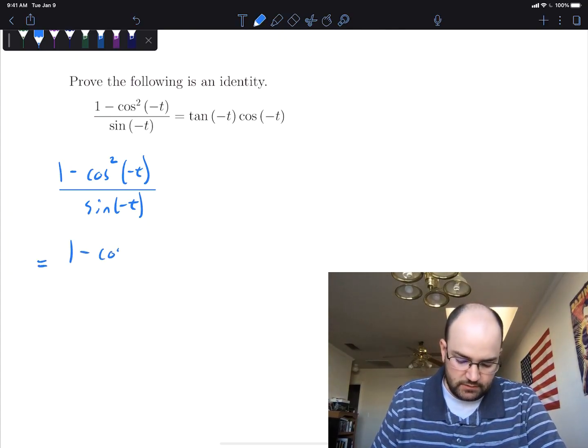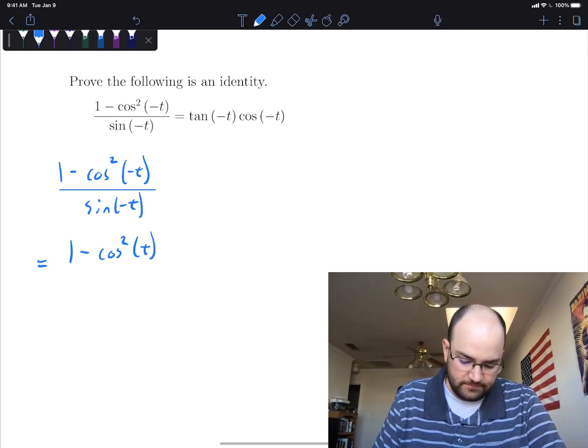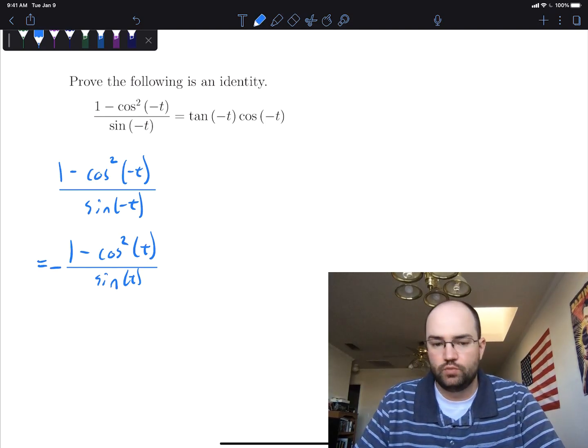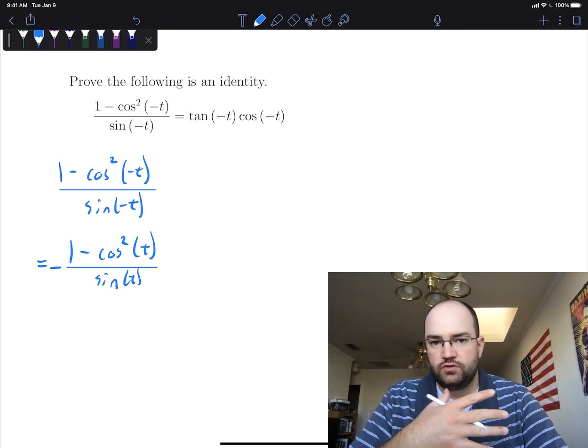So this would look like the following. 1 minus cosine squared of t, and then over sine of t there, and there's technically a negative there, but I don't like having the negative in the denominator. I'm going to put it out front. Not in the numerator, just out front.